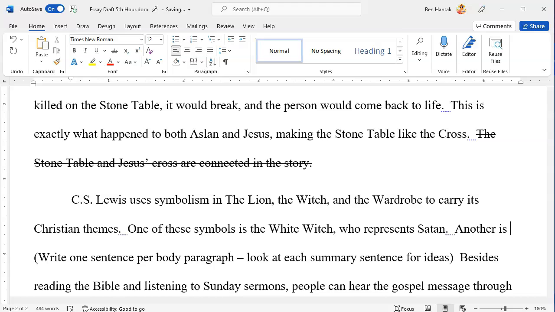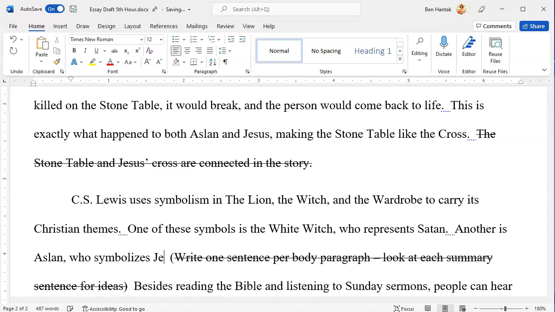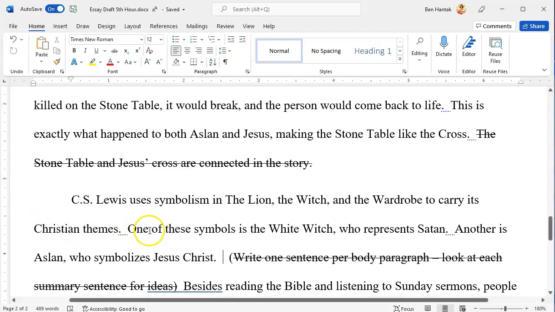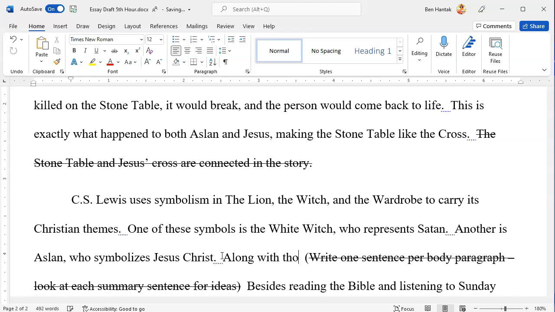What was our next body paragraph about? We did Aslan next. Notice that I'm following that same order in my conclusion. Another is Aslan, who symbolizes Jesus Christ. So notice for my summary sentences, I've said one, and I've used another. Is there something I could use, like a transition, to start my next summary sentence? Yeah, along with those ones. How do I want to frame that? One of these symbols is the white witch, who represents Satan. Another is Aslan, who symbolizes Jesus Christ.